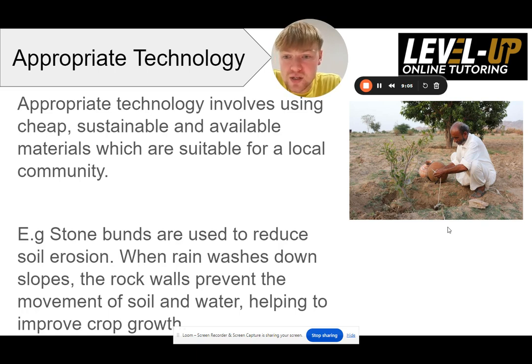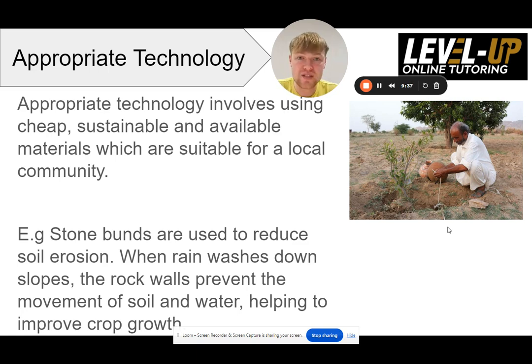So, for instance, we could talk about stone bunds, which are basically walls, so those stone walls I spoke about earlier, used to reduce soil erosion. Again, I've left this image here because actually the green wall, the afforestation process, could be advanced appropriate technology as well. So, it helps to stop soil erosion. When rain washes down the slopes, the rock walls prevent the movement of soil and water, helping again to improve crop growth.